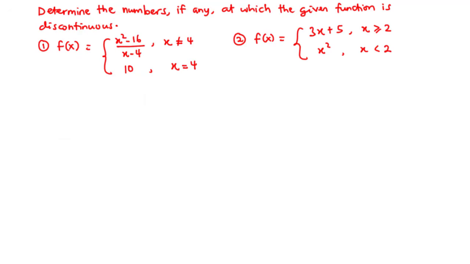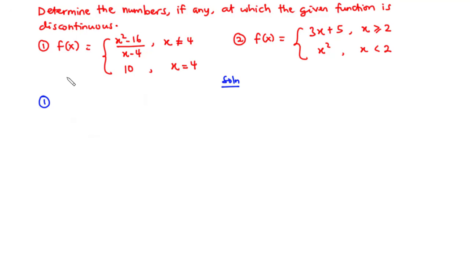So let's try these questions. Determine the numbers, if any, at which the given function is discontinuous. Here we have two questions, 1 and 2. So let's start off with 1. We have f of x equals x squared minus 16 divided by x minus 4, where x is not equal to 4, and then 10, where x is equal to 4. So let's solve this question together.